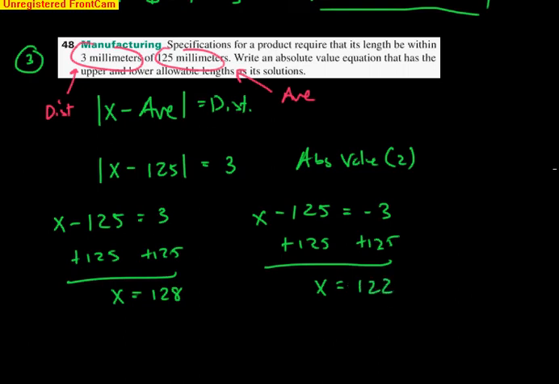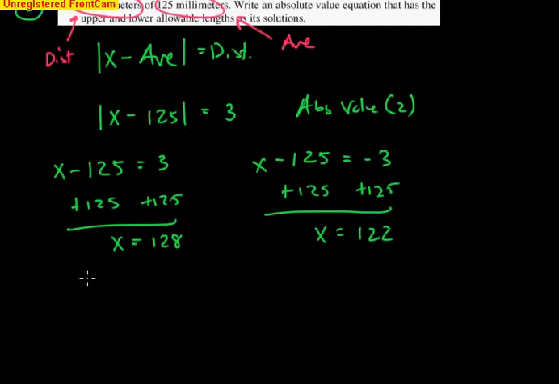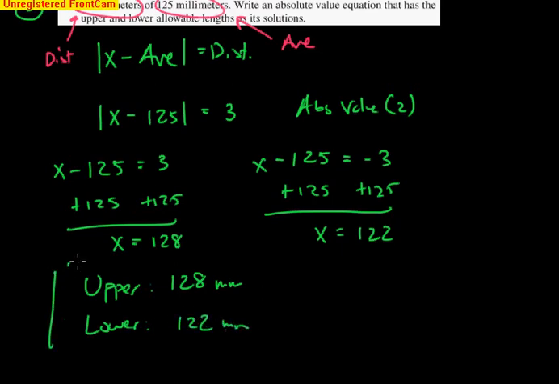So what are the upper and lower allowable lengths? So the upper is going to be this 128, and it's in millimeters. And the lower is this 122, and it's going to be in millimeters. And there's this word problem. So again, the equation will be given to you. I just wanted to walk through the solution and how to interpret it.